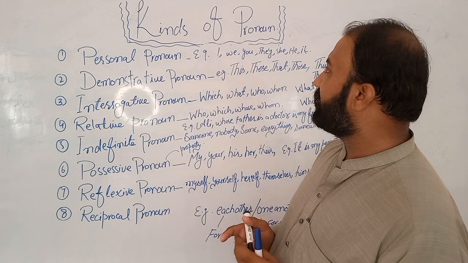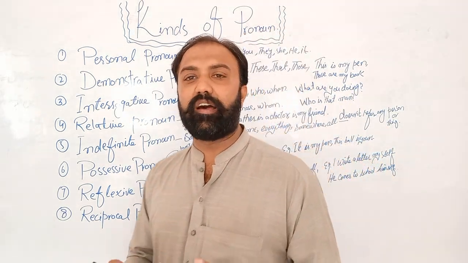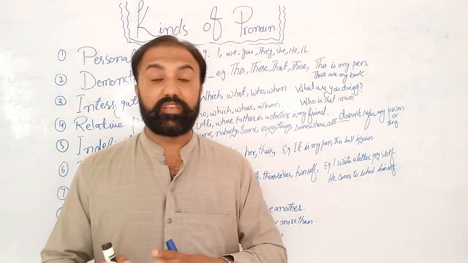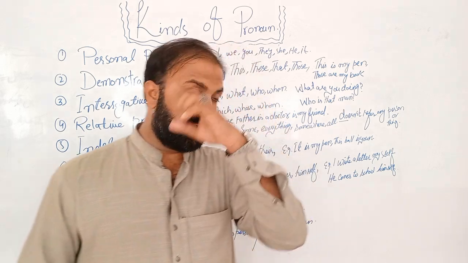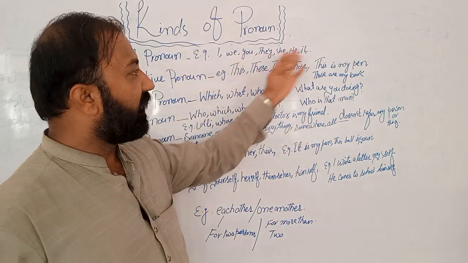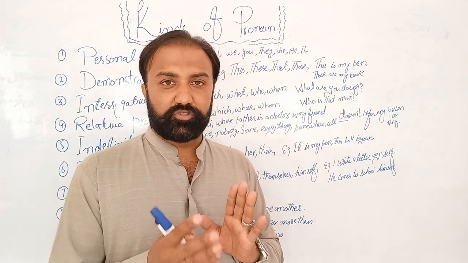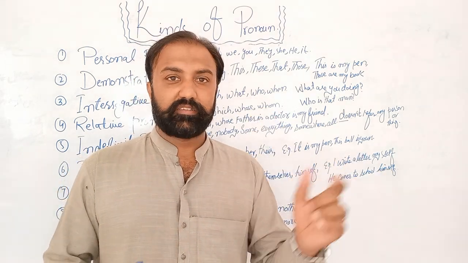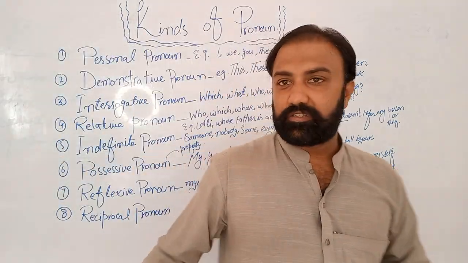Personal pronouns are the ones where we mostly use I, we, you, they, he, she, it, where we replace the nouns with pronouns. These are basically known as the personal pronouns. For example, I play cricket. We go to school. She is my friend. So this I, we, you, she are known as the personal pronouns.